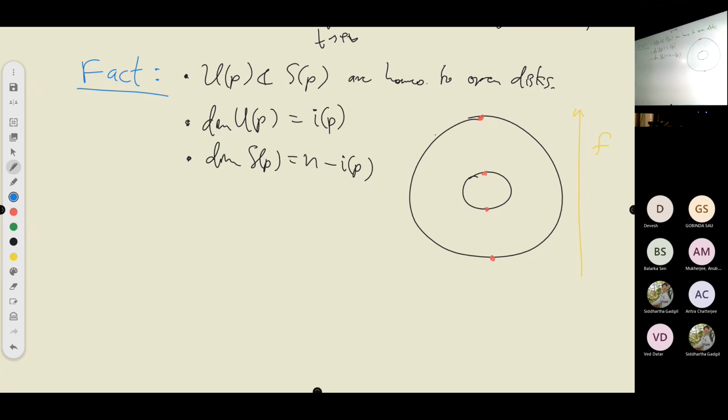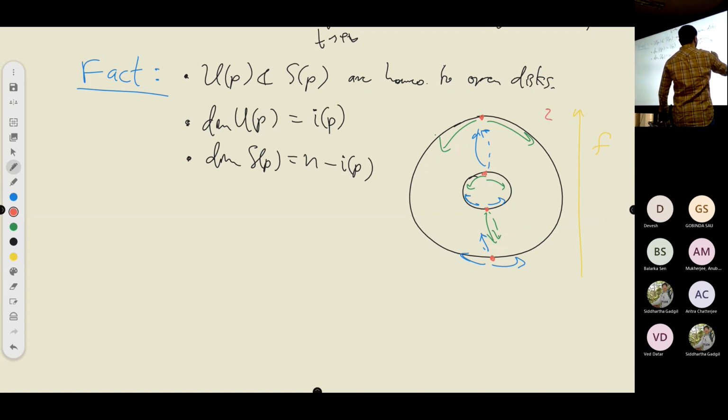I just forget which color I've used for which. Green for down, okay. So the red points are your critical points, and here are the directions where things are going down. There's one there and one back. Then here are the directions going up, and everything is going up over here. So the indices of these critical points are going to be 2, 1, 1, and this is going to be index 0.